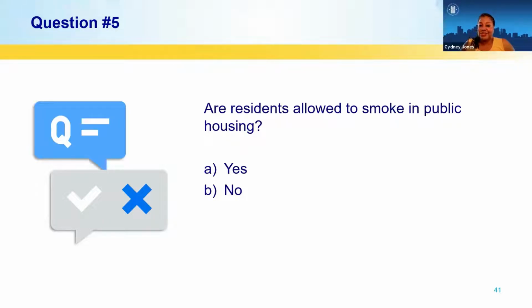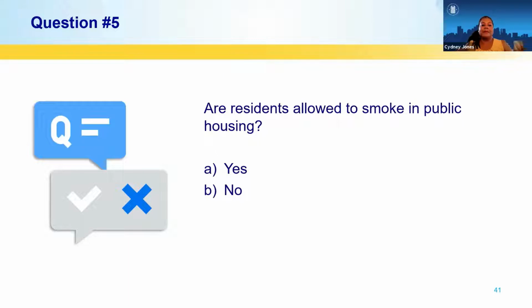That's correct. The answer is no, you are not allowed, and public housing residents are no longer able to smoke in their units. This rule came out in 2017 and was implemented over the course of several years. But as of today, all PHAs must have a smoke-free policy in place. Now, it doesn't mean that the families can't smoke. Obviously, they can smoke, but they just can't do it in their unit.